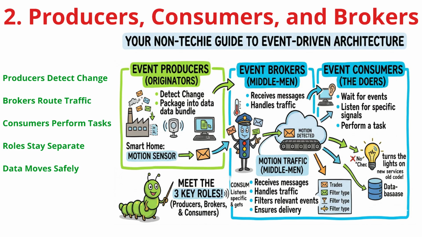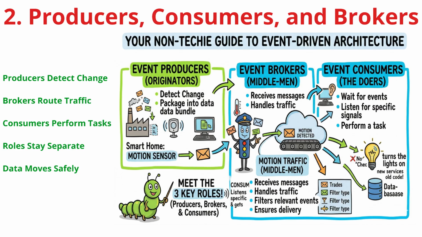Next are the event brokers, our essential middlemen. A producer doesn't talk directly to a consumer. Instead, it hands the message to the broker. The broker acts like a traffic controller, filtering the noise and ensuring the message reaches everyone who needs it without getting lost.